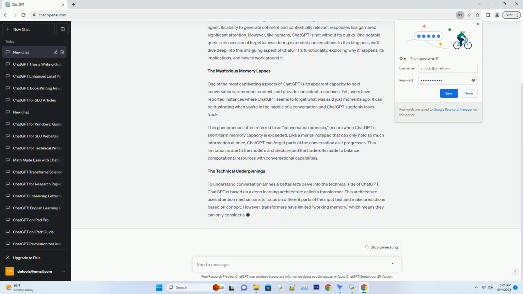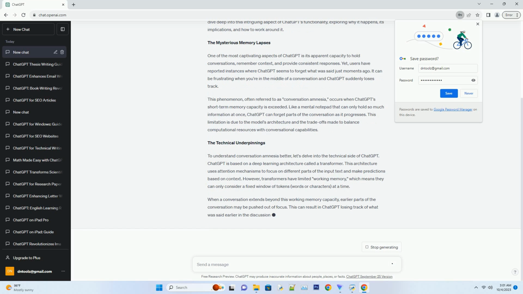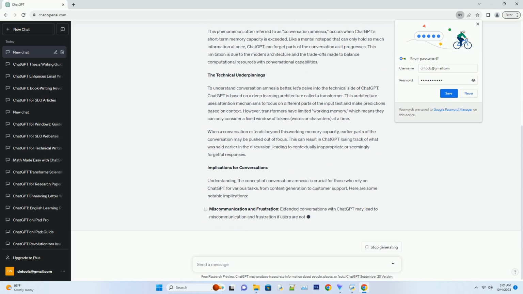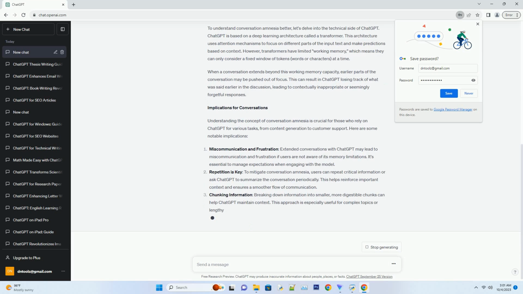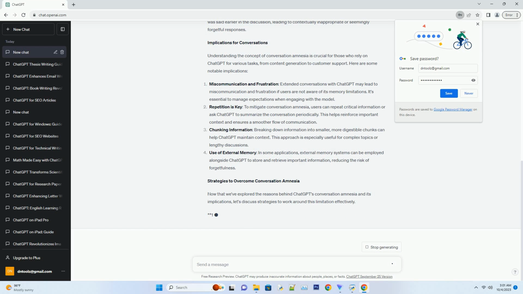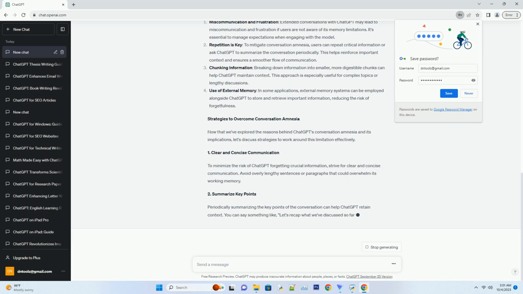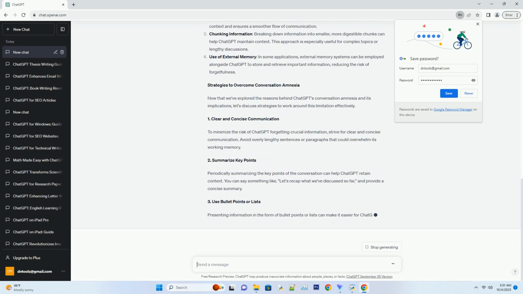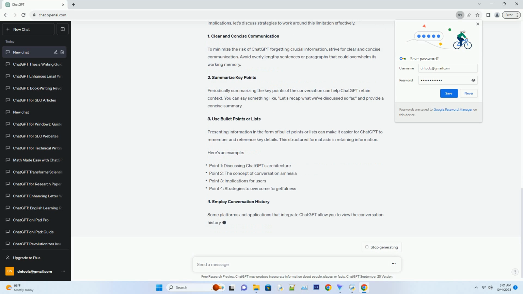In this blog post, we'll dive deep into this intriguing aspect of ChatGPT's functionality, exploring why it happens, its implications, and how to work around it. The mysterious memory lapses. One of the most captivating aspects of ChatGPT is its apparent capacity to hold conversations, remember context, and provide consistent responses. Yet, users have reported instances where ChatGPT seems to forget what was said just moments ago. It can be frustrating when you're in the middle of a conversation and ChatGPT suddenly loses track.